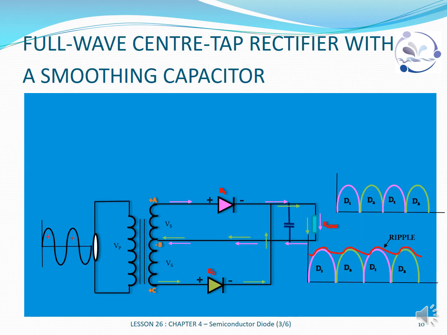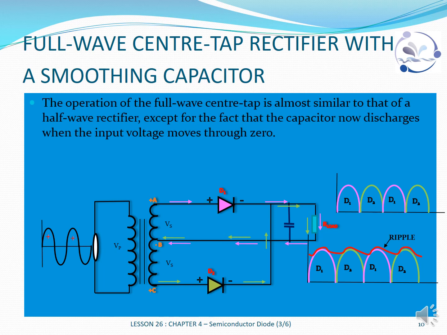Full wave center tap rectifier with a smoothing or filter capacitor. The operation of the circuit is similar to that of a half-wave rectifier, the only difference being that the load current flows for the entire input cycle of the supply voltage.